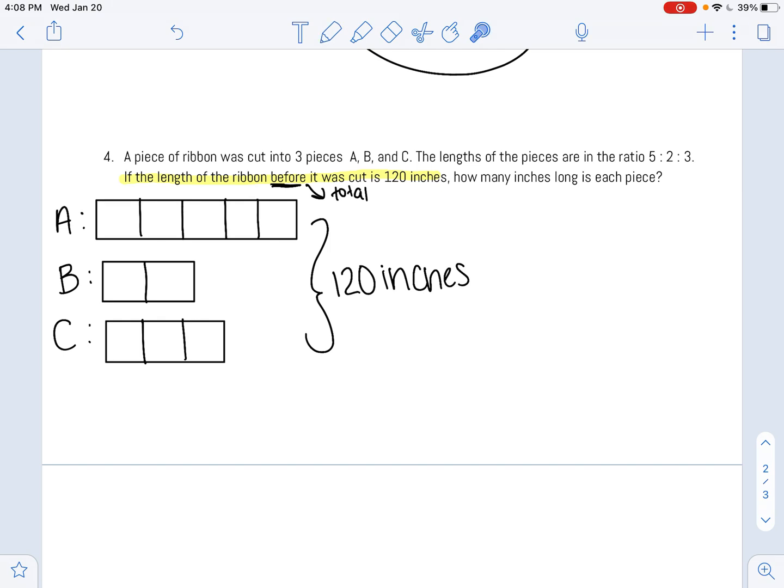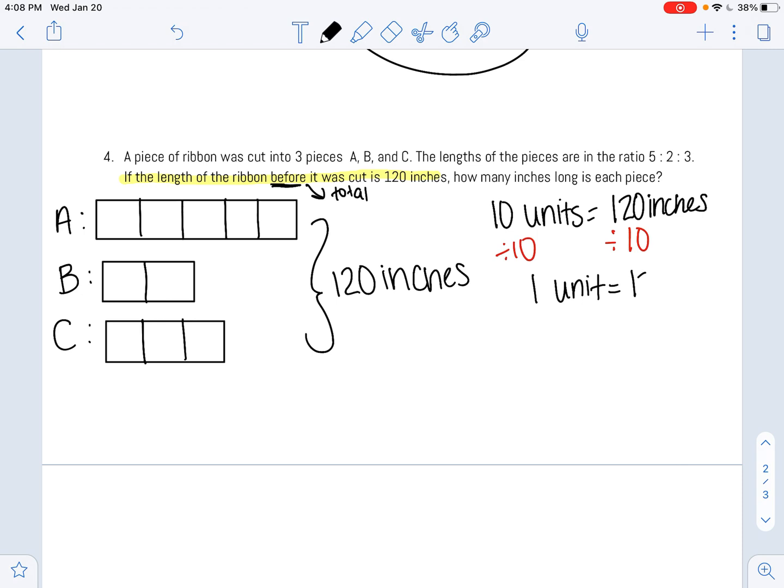I'm going to set my total number of units equal to my number of inches so that I can find the amount for just one box. 1, 2, 3, 4, 5, 6, 7, 8, 9, 10 units equals 120 inches. If I divide by 10 on both sides, 1 unit is going to be equal to 12 inches. So each box is worth 12.